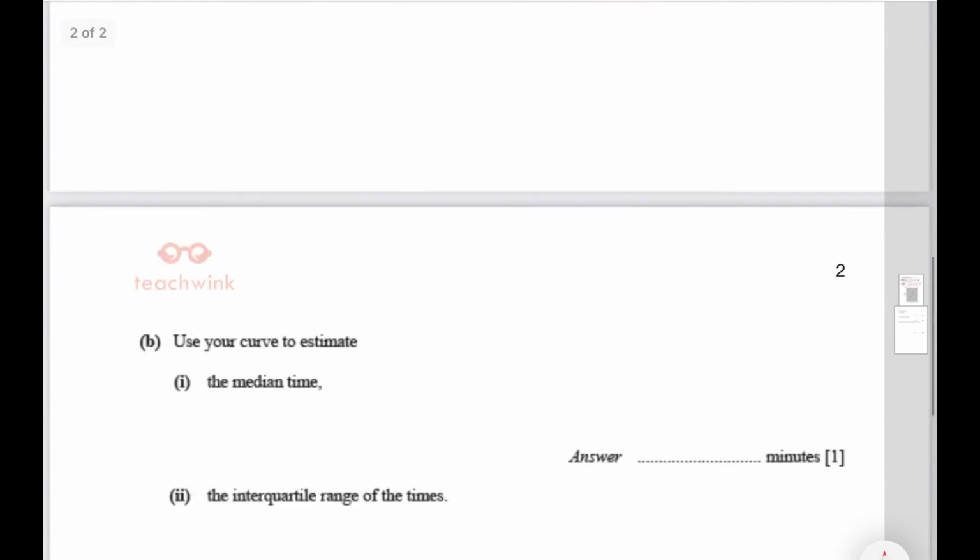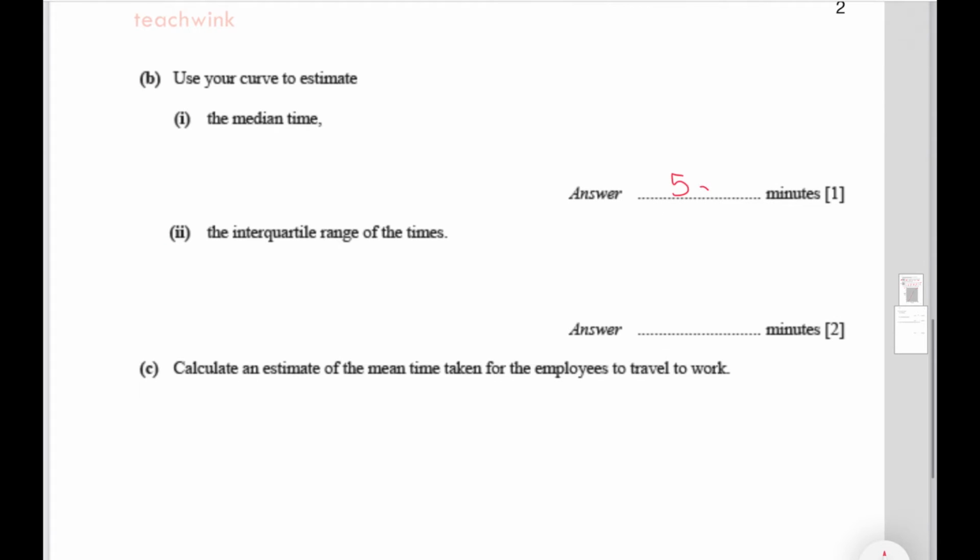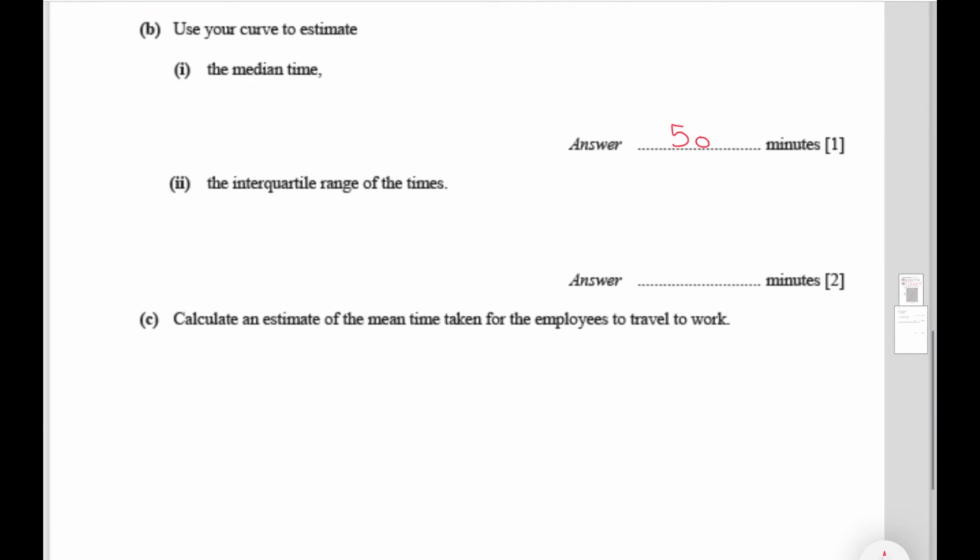42, 44, 46, 48, 50. Okay, so the median is 50. The next is the interquartile range of the times.